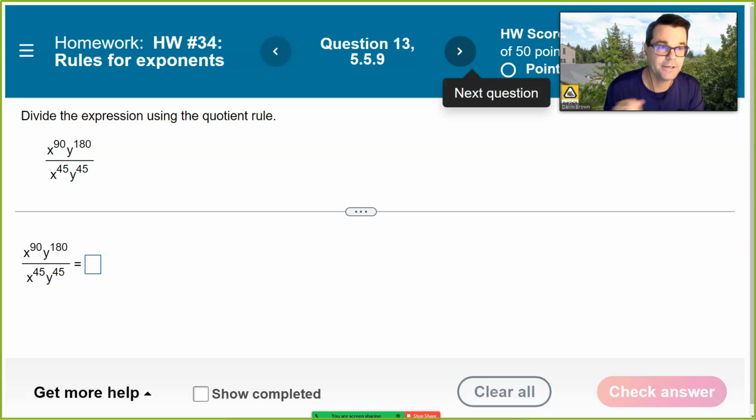Okay, so similar thing here. You could have, as long as it's the same base, you work with the x's, subtract the exponents on the x's, and then subtract the exponents on the y's.